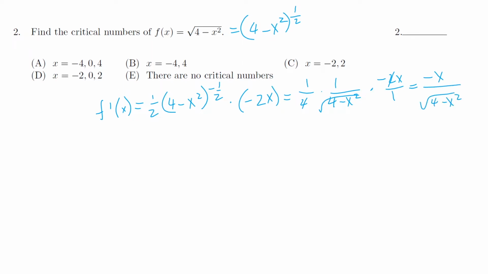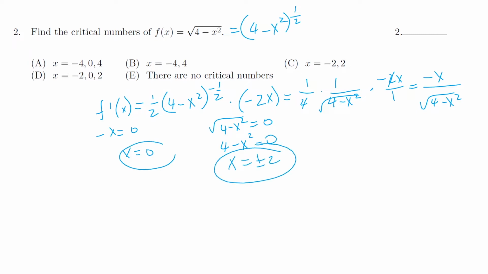Then I'm just setting negative x equals 0, and I'm also setting the bottom, 4 minus x squared, equal to 0. Here, this is just x equals 0. Here, I'm just raising this up to the second power, so 4 minus x squared equals 0. Therefore, x equals plus or minus 2. So these are my answers, and it is D.